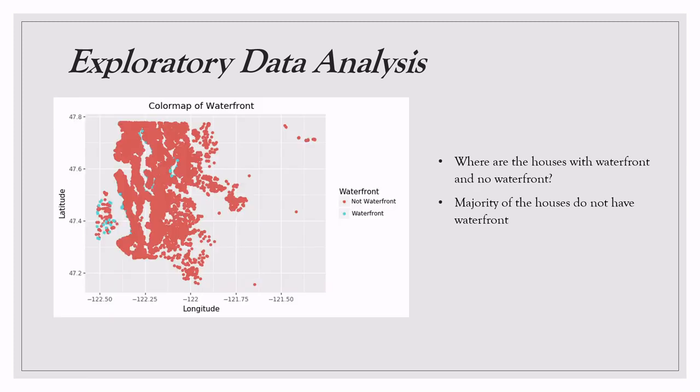Next, now we will look at the feature of waterfront. This is a Boolean variable to indicate whether the house had a view of waterfront or not. Looking at this scatter plot, we spot majority of the houses do not have a waterfront, and these are indicated by the orange color.